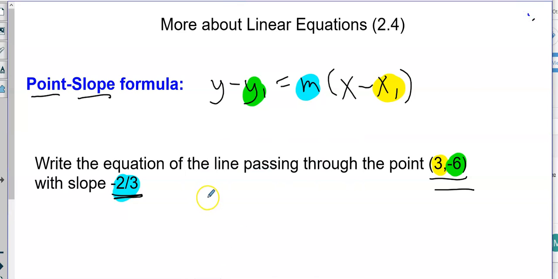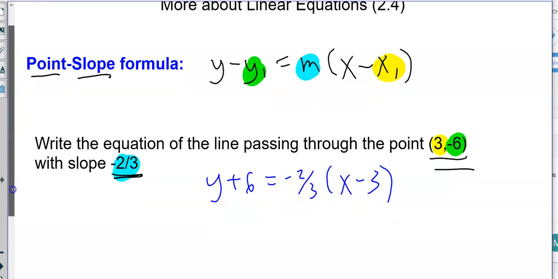So this would be y minus, I guess y1 would be negative 6, so that'd be y plus 6 equals m, which is negative 2/3, times x minus 3. That's your equation. So it's the fastest way to write an equation. Now you might be asked to convert the equation to slope-intercept form or some other form, but that's actually the equation of the line right there. So if they say, what's the equation of the line? That's it. It's kind of quick.